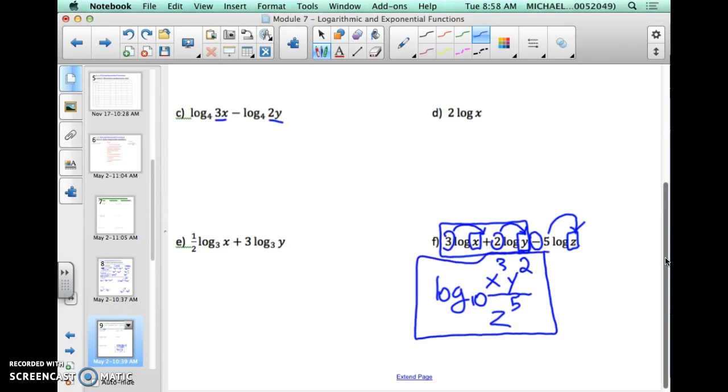Condensing is very important because you're going to use that skill to solve logarithmic equations later. So go ahead and pause the video and try E on your own.